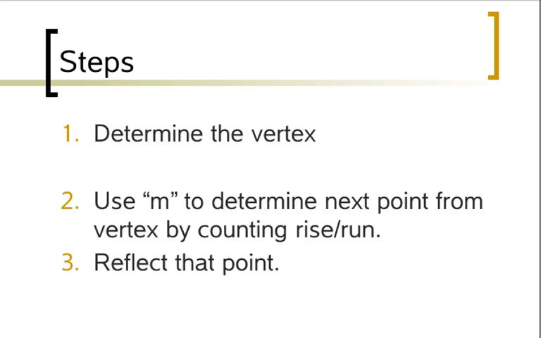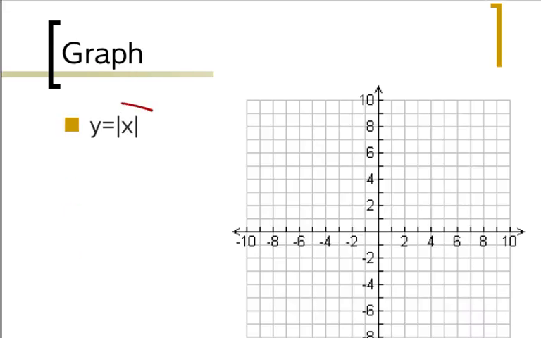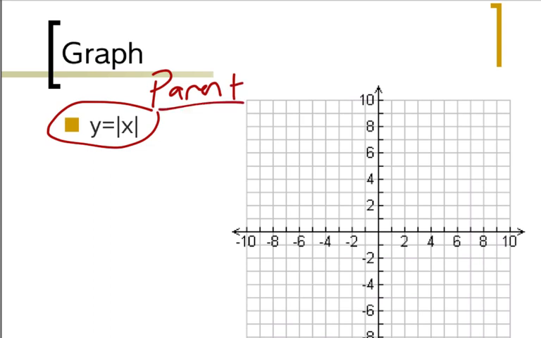So our steps are to first determine the vertex, and then to use the M to determine the next point from the vertex by counting rise over run, and then reflect that point. Okay, so we'll work through that here on this first initial graph. Now this is the standard absolute value graph, the parent. This is the parent function, which means that all other absolute value graphs actually shift from this one. It's just a translation of this particular graph.